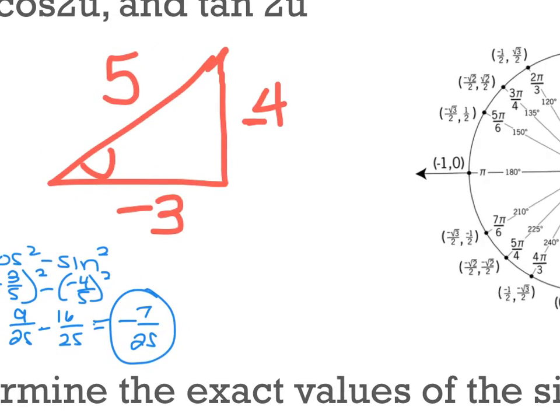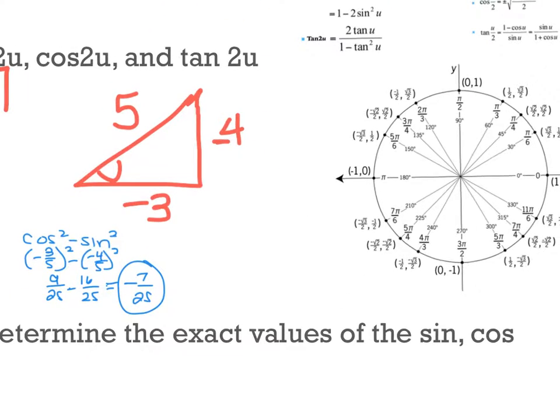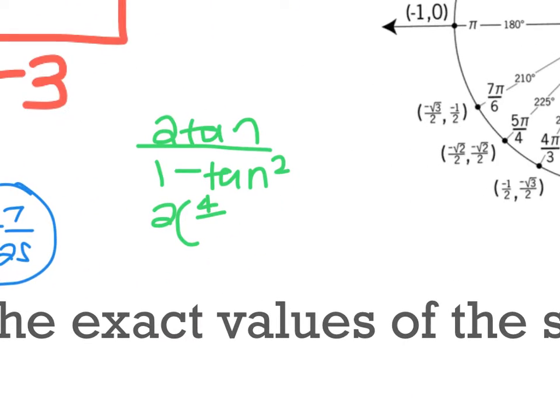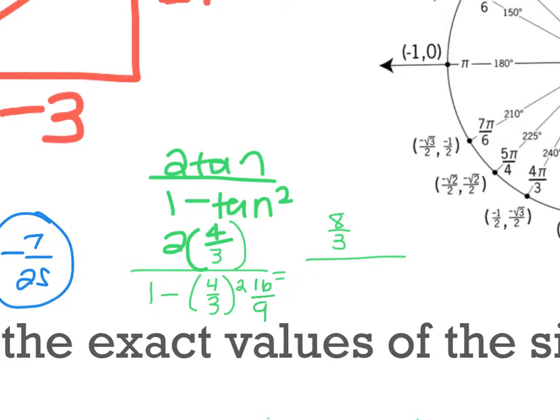Okay, and then the last one was tangent. So the tangent, again, the formula is right there. 2 tangent over 1 minus tangent squared. 2 times the tangent, which is -4 over -3, or 4/3, over 1 minus 4/3 squared. So I get 8/3 in my numerator. 1 minus, this becomes 16/9. So this is 9/9 minus 16/9, which is -7/9.